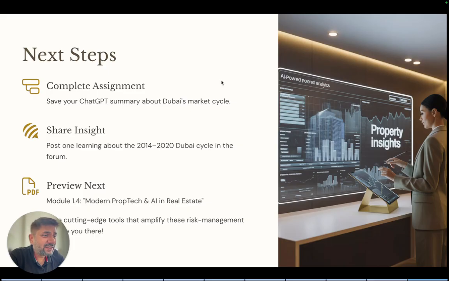And in the next lecture, we'll talk about modern PropTech and AI in real estate. We'll explore cutting edge tools that amplify these risk management strategies. So see you there.